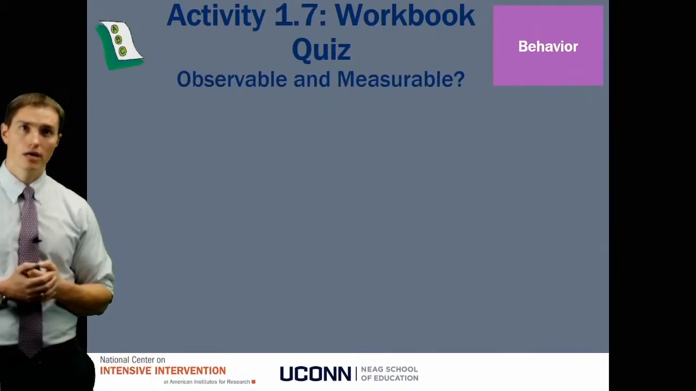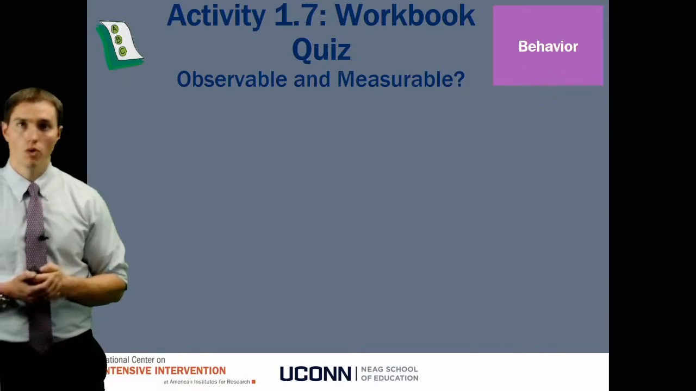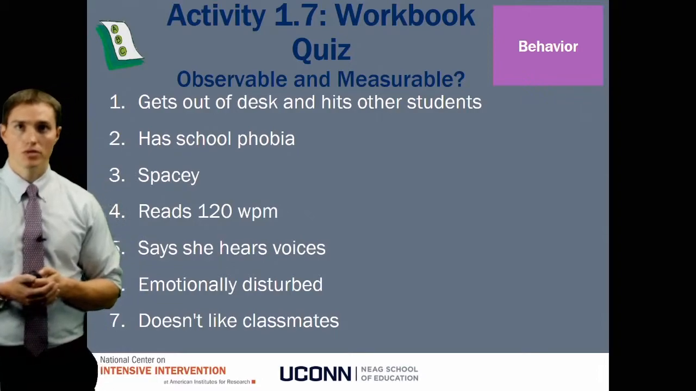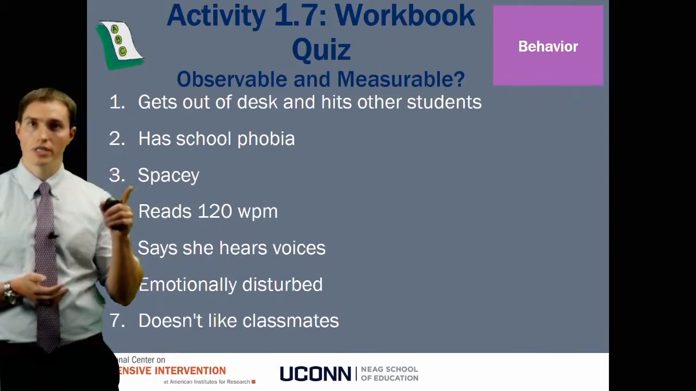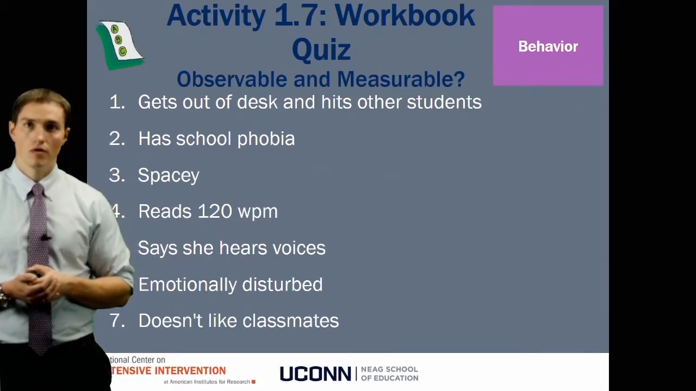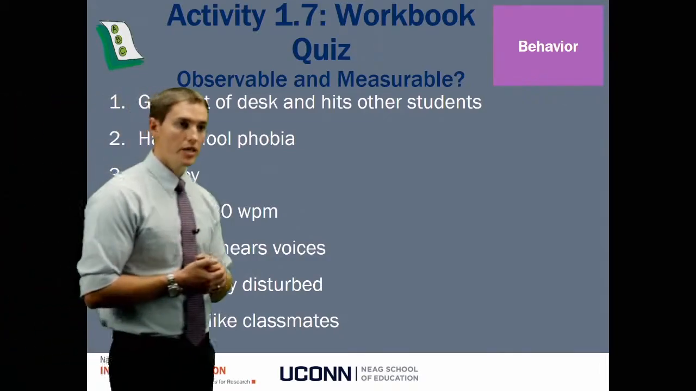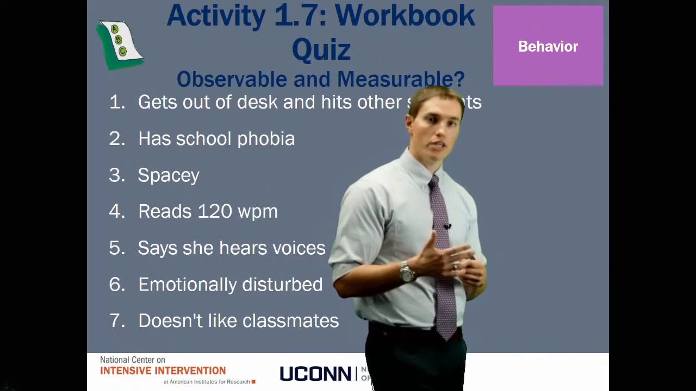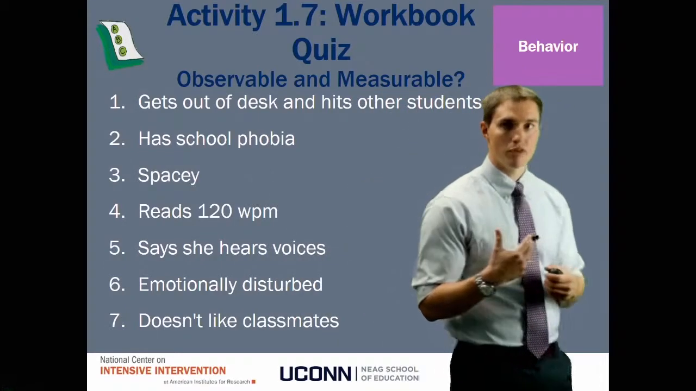Next, we're going to look at behaviors a little bit more and look at activity 1.7. Within this quiz in your workbook, look to see if you think any one of these is observable and measurable. For each one, next to it, write down yes, no, or unsure. Once you have had a chance to do that independently, we'll come back and we'll debrief it together as a group.